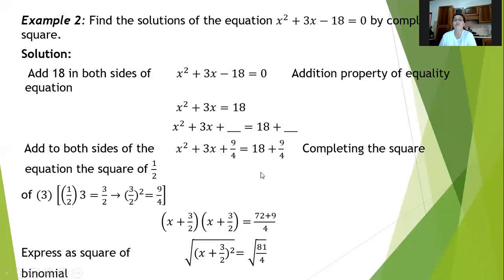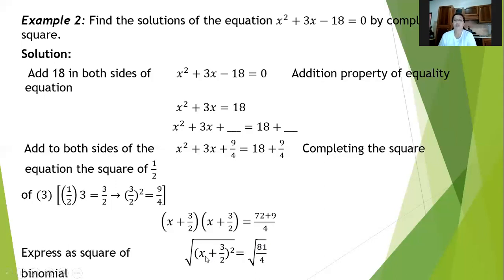Then the LCD is 4. 4 times 18 is 72, and 72 plus 9 is 81. That is 81 over 4. Write this expression as the square of a binomial: x plus 3 over 2, quantity squared, is equal to 81 over 4. Then take the square root of both sides in order to find the value of x.